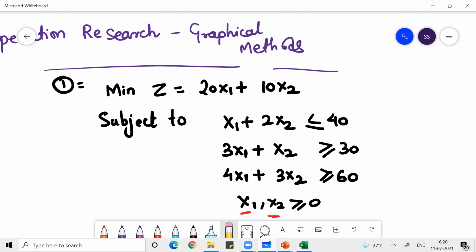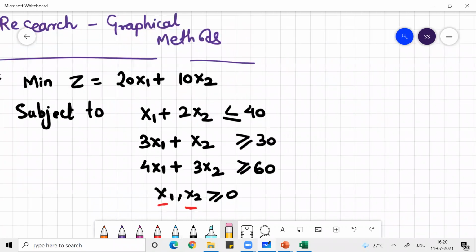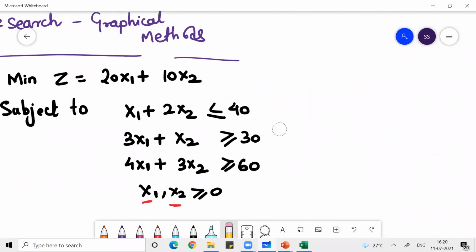By using graphs. Okay, you'll say, okay sir, I understood, I have to get the answer by using a graph. Then sir, how will I be able to use the graph? So in order to use the graph, what would be your first step if you want to solve this problem? The first step to solve the problem is to ignore the inequality sign of the constraint.